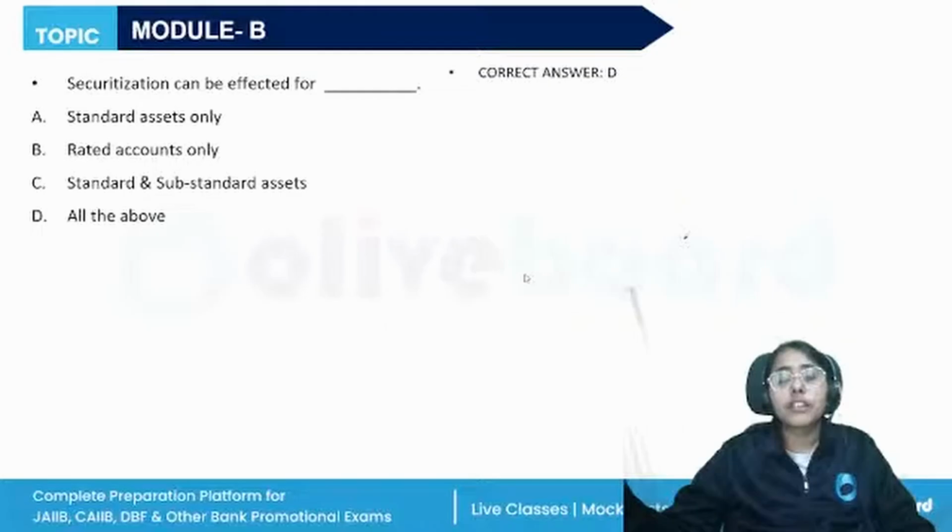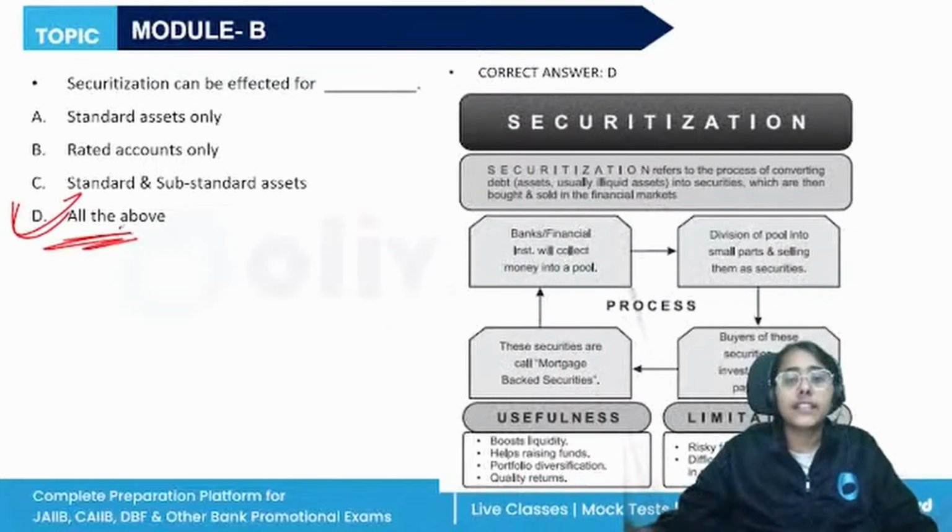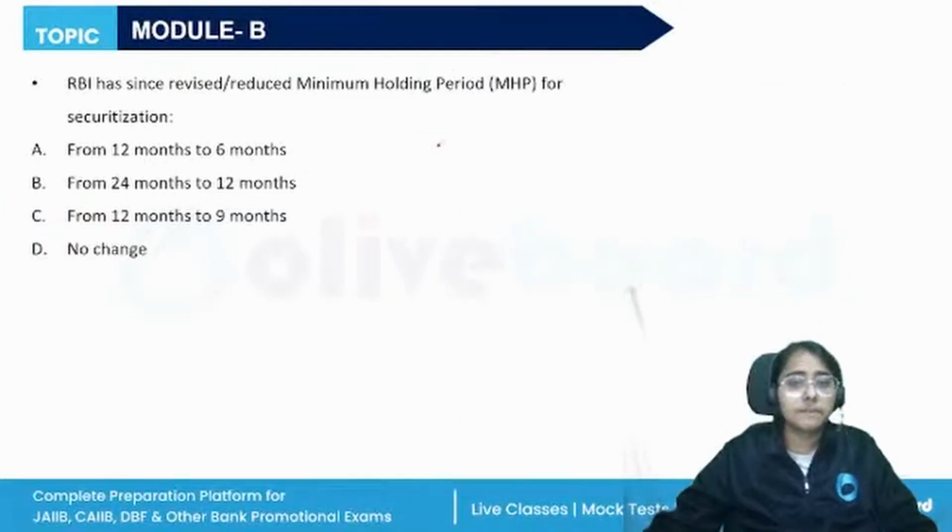What is the exception? The on balance sheet standard assets except revolving credit facilities like cash credit account or the credit card receivables, or assets which are purchased from other entities, or securitization exposures and loans that have bullet repayment of both principal and interest. So except these, all the assets can be brought under the securitization process.